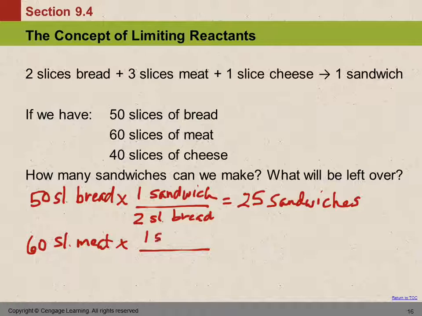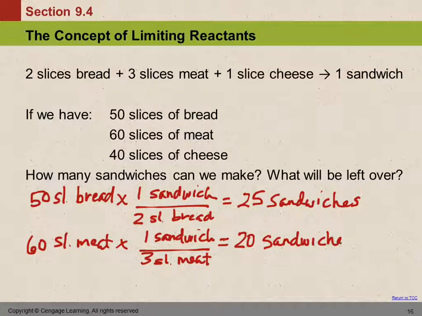for every 1 sandwich, how many slices of meat do we need? 3. 3 slices of meat. I'm sorry, this is so messy. So 60 divided by 3 is 20, right? So 20 sandwiches. So if we run out of meat after 20 sandwiches, can we make 25 sandwiches? No. They could be cheese sandwiches, but you're going to get fired if you do that.